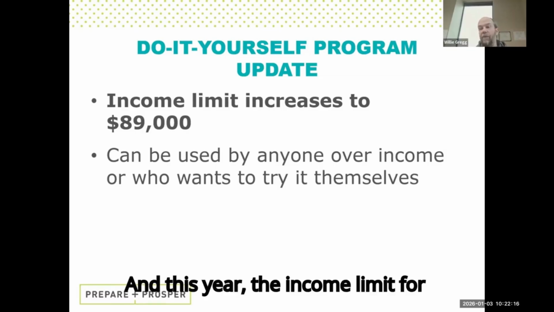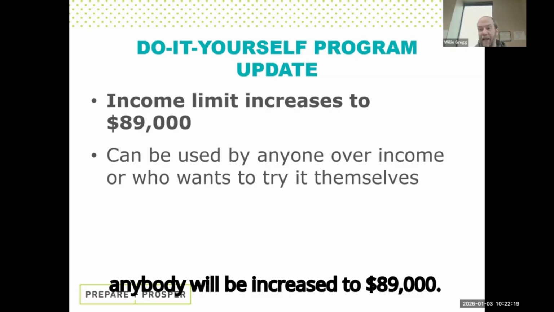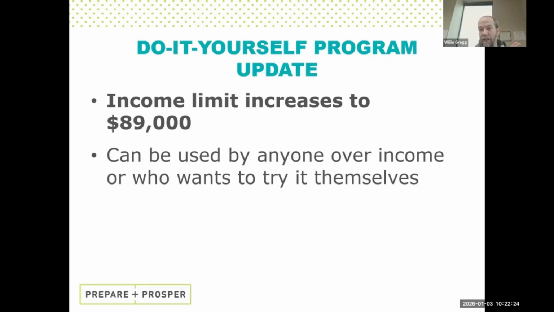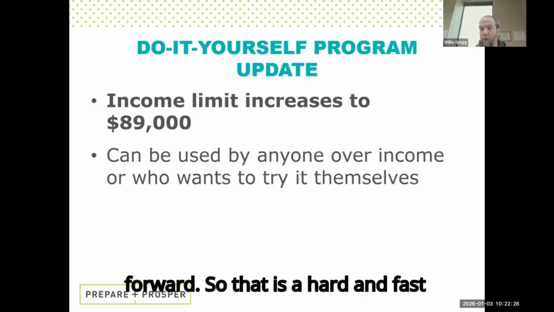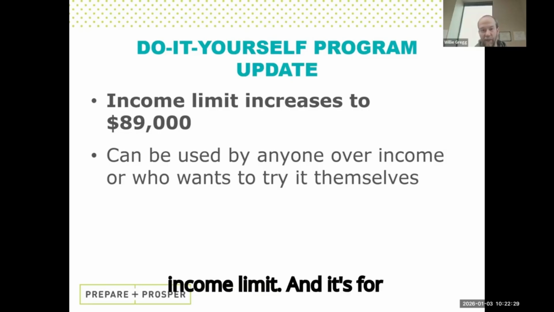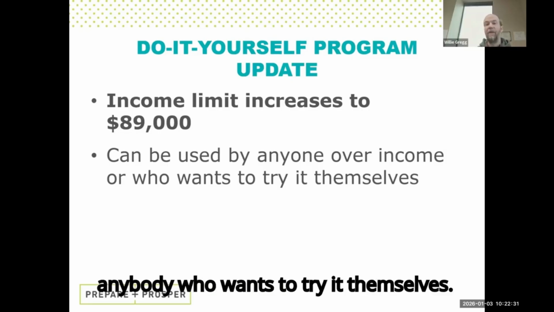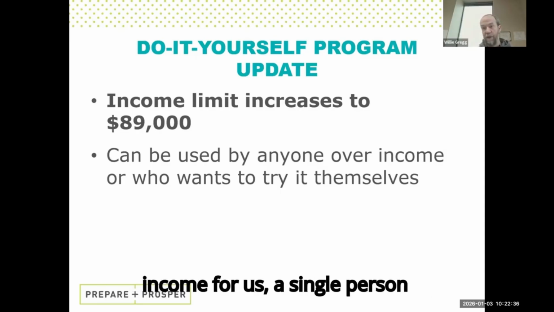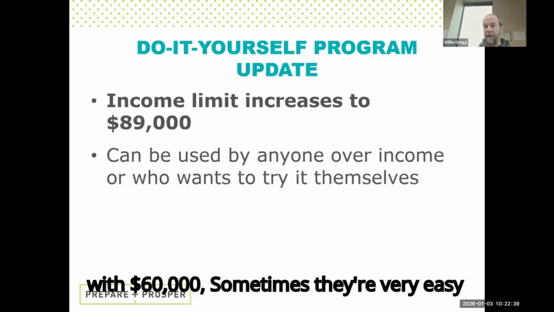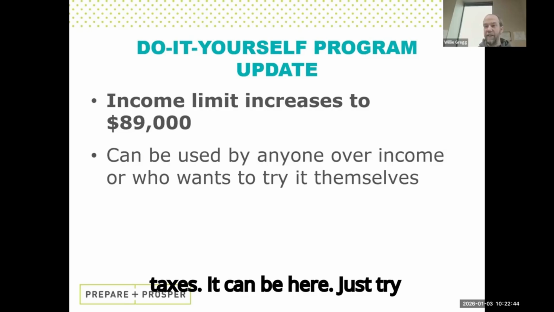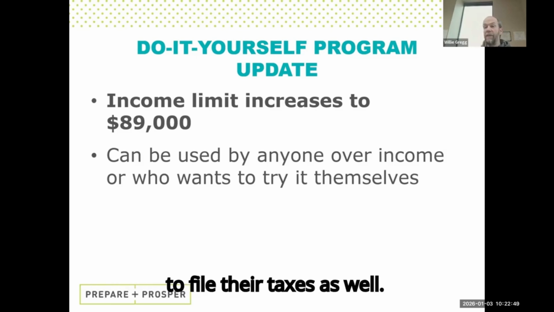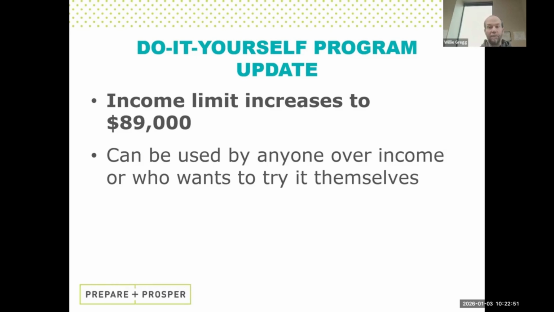And this year, the income limit for anybody will be increased to $89,000. Just be aware that if you're at $89,001 AGI, it will not allow you to move forward. So that is a hard and fast income limit. And it's for anybody who wants to try it themselves. So it can work for people who are over income for us, a single person with $60,000. Sometimes they have very easy taxes. You can be here, just try DIY. It's a good option. Or for anybody that you know that wants to file their taxes as well.